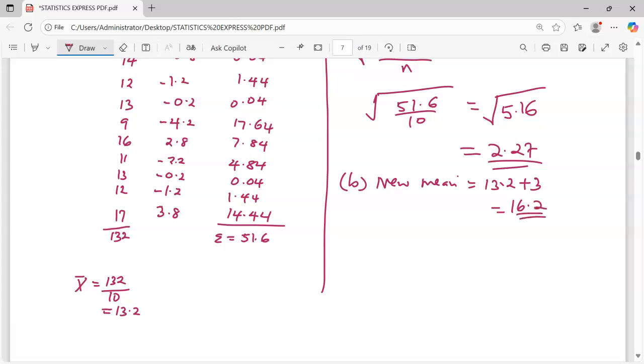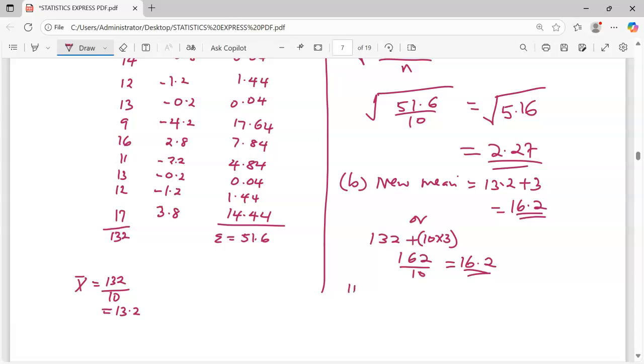Or equally, we can take the total marks, which is 132. We add, remember we have 10 items, each increased by 3. So we are going to have a total of 162. You divide by 10, and this is going to give us 16.2 as the answer.